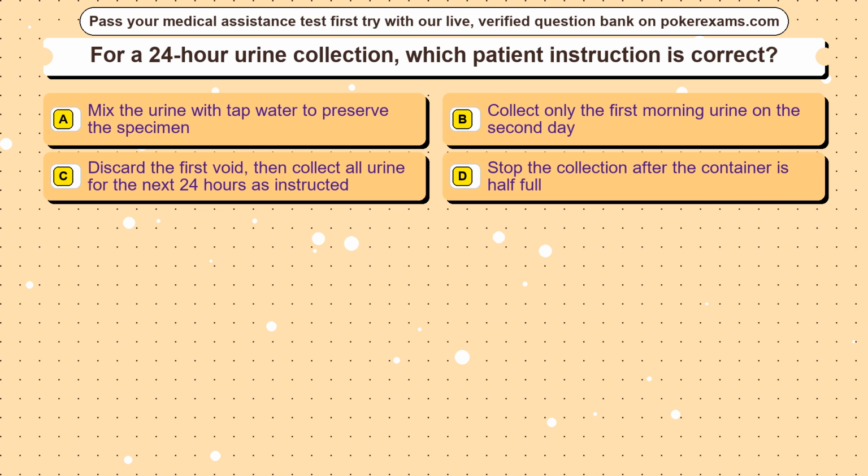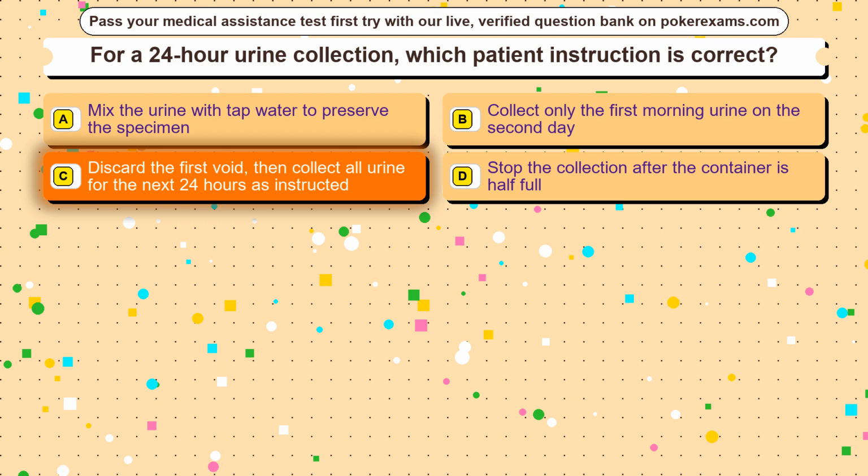Question 31. For a 24-hour urine collection, which patient instruction is correct? Option A. Mix the urine with tap water to preserve the specimen. Option B. Collect only the first morning urine on the second day. Option C. Discard the first void, then collect all urine for the next 24 hours as instructed. Option D. Stop the collection after the container is half full.